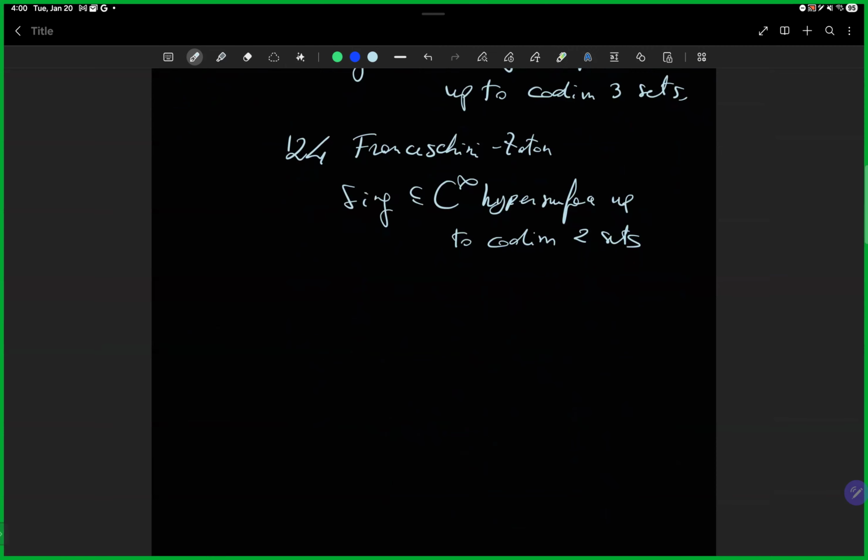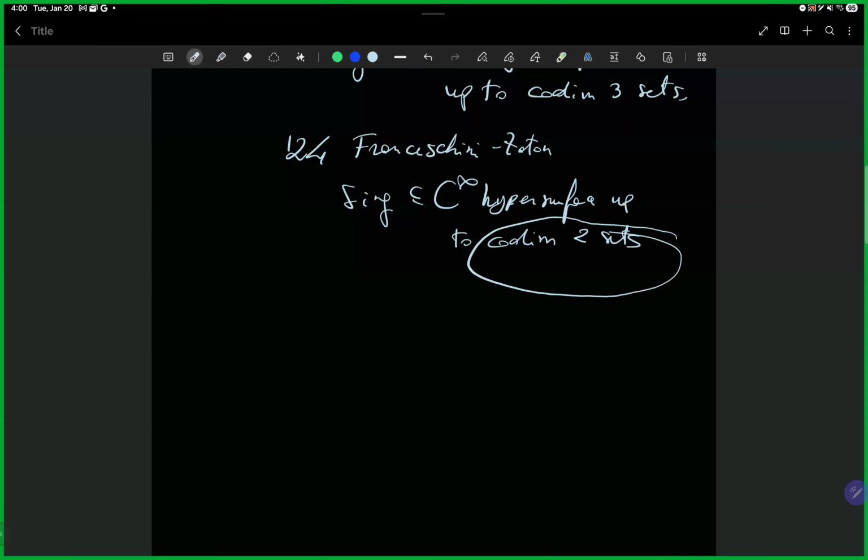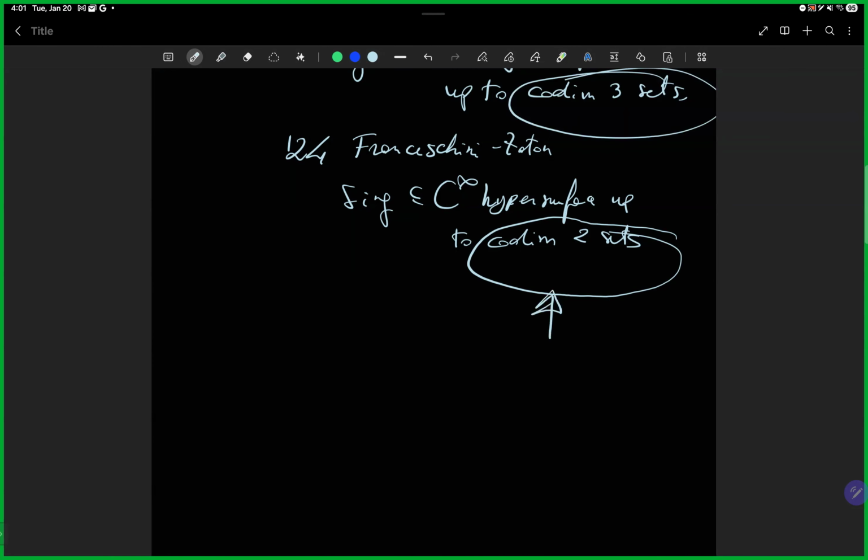Of course, these theorems don't really tell us much about these higher codimension sets. There are partial results here, rather good results, but it's still not fully understood. So that's what I want to say about question 1.